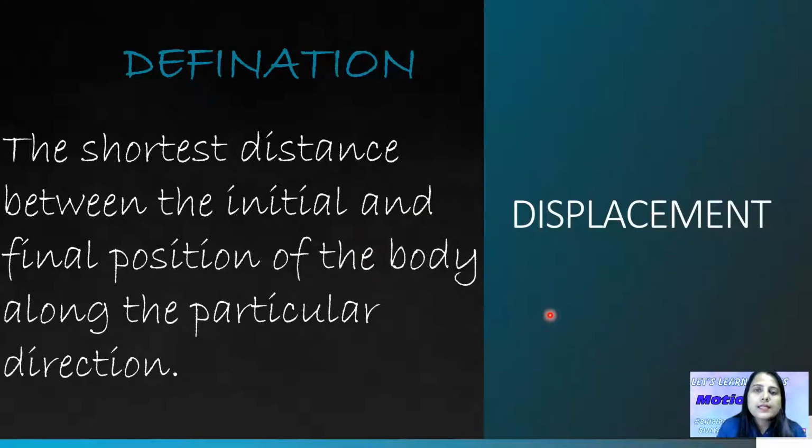Now let us next talk about displacement. Displacement is the shortest distance between initial and final position of the body along a particular direction. Now remember the 2 points given in this definition. One is the shortest distance between 2 points. Another point is in a particular direction. So these 2 things define displacement.